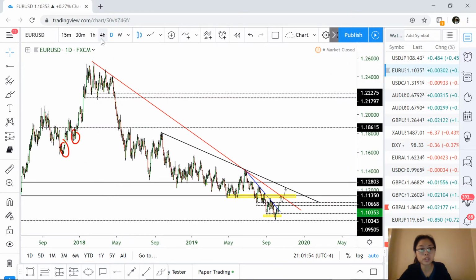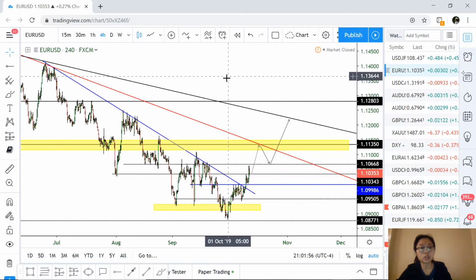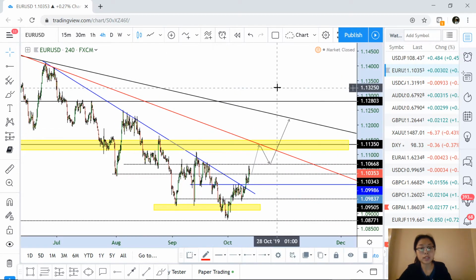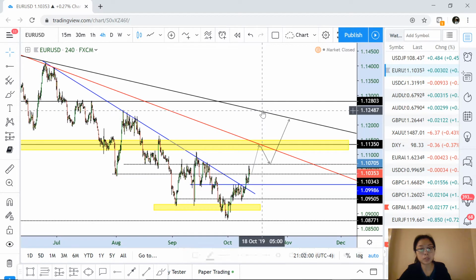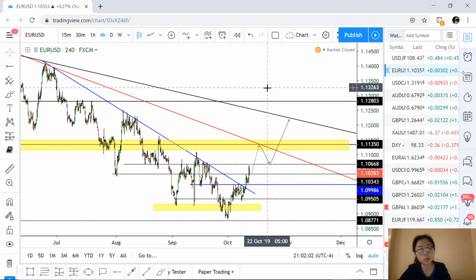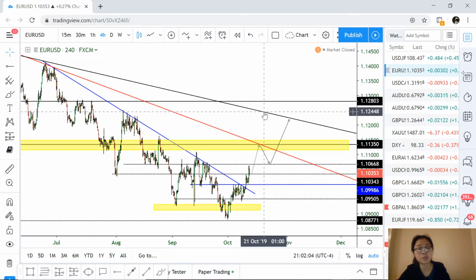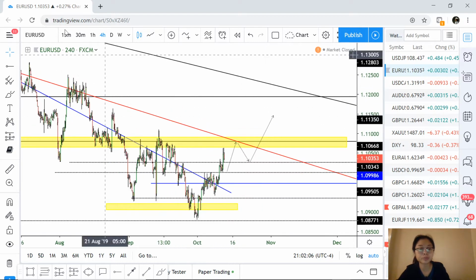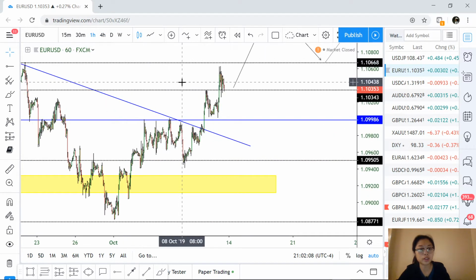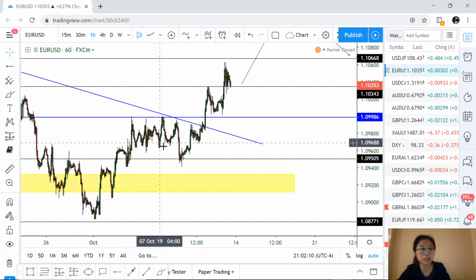So the first target for longs would be the red trend line, and then the second target would be the black trend line. However, that's going to take a while for it to come back up to my black daily trend line. But you want to focus on the hourly. So on an hourly, you have higher lows.